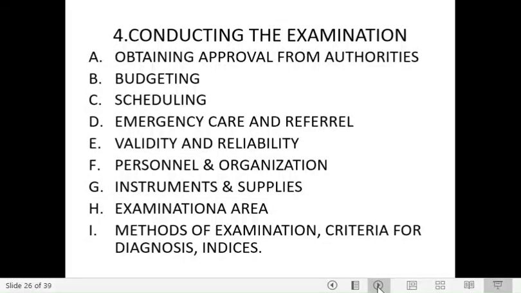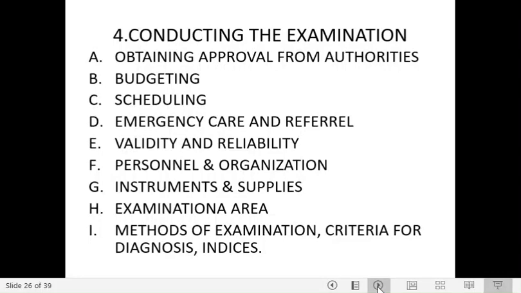Now, how will you carry out the examination? First of all, you have to obtain the approval from the authorities. So, it can be from the government, it can be from the municipality, it can be from your own college. Then, you have to decide on the budget, how much money you have, how much you will need, from where can you collect the money for the survey. Then scheduling. So what exact date will you start the survey? How much time will you need for seeing every patient? And which city, when you will start and when you will end the survey.